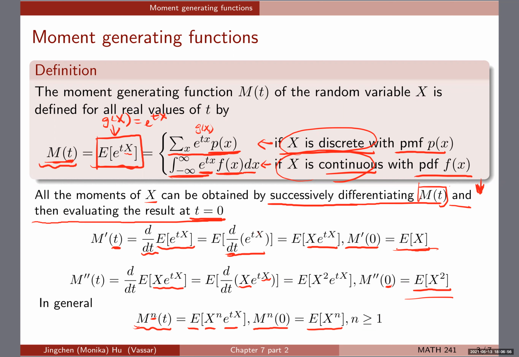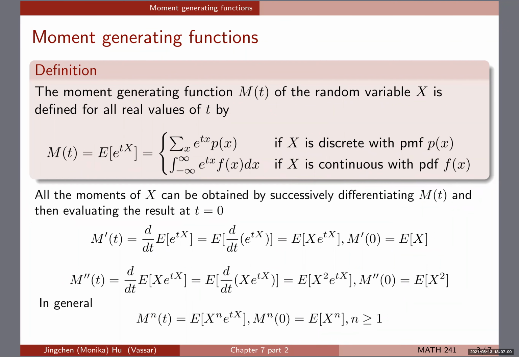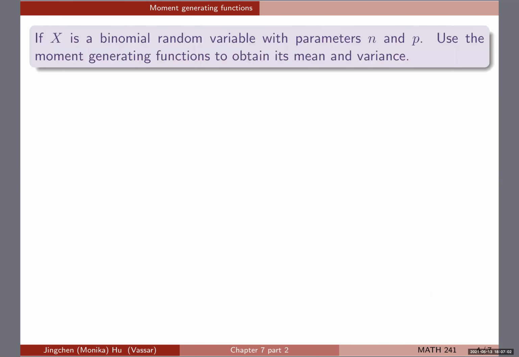So without further ado, let's look at that example. And the example goes this way. If x is a binomial random variable, n is the number of trials, p is the success probability. So those are the two parameters for a binomial. Use the moment generating functions to obtain its mean and variance. Just so you know, when we first covered the binomial a few, I guess, 5-6 weeks ago, the mean is n times p, and the variance is np times 1 minus p.